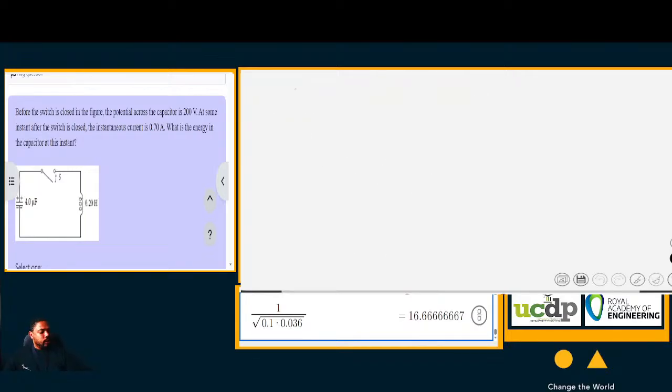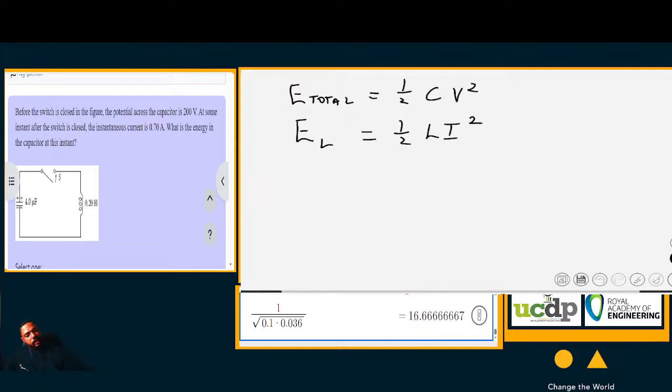Okay, so let's see. The formula for total energy is equal to a half CV squared, while the energy for an inductor is equal to a half Li squared, the instantaneous current squared. Okay, you need to know these two formulas for inductance. And then, of course, back to our old formula, the total energy is equal to the energy from the inductor plus the energy from the capacitor, which is what we want.